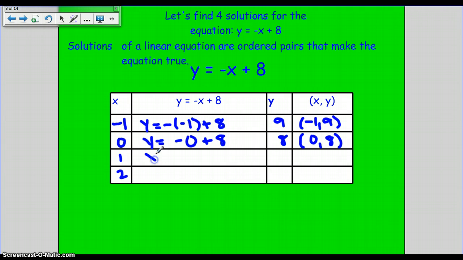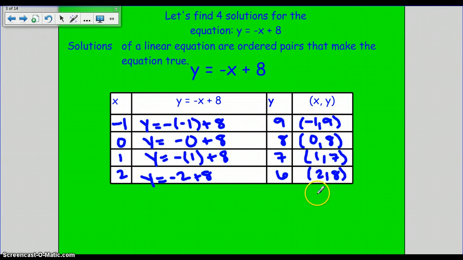Our next one is 1. So we have y equals negative 1 plus 8. Negative 1 plus 8 is 7. Hopefully you see the pattern by now that as x goes up by 1, y is going down by 1. So we have y equals negative 2 plus 8, which is 6. So we have 2, comma, 6. So here are all the solutions, well, some of the solutions for this linear equation, y equals negative x plus 8.